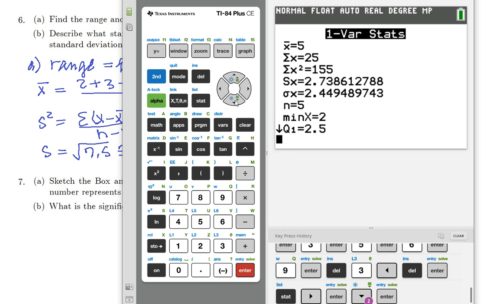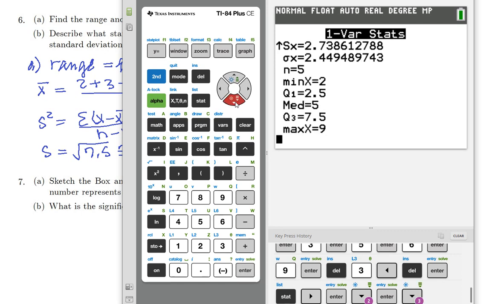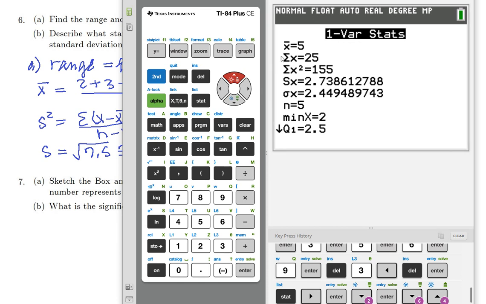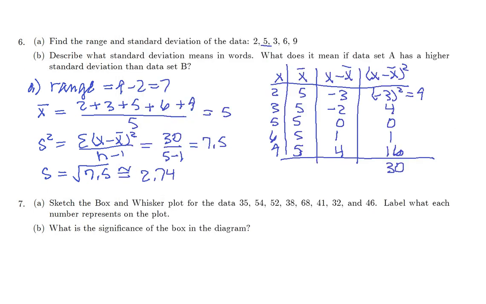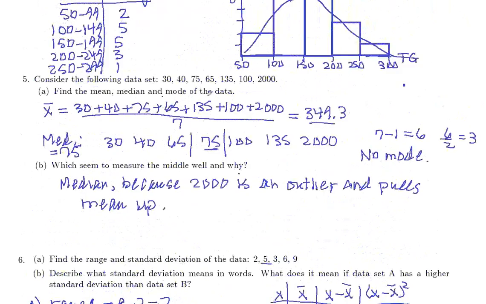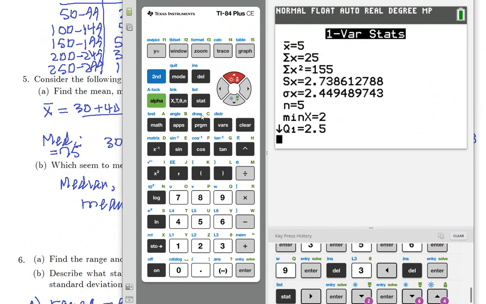Oh, and on the previous question, mean, median, mode, we could enter that data in the list and it'll give you the median here. And then, of course, your mean is your x bar up top. So we could have done that with these numbers here. In fact, let's do that real quick just to double check our work.